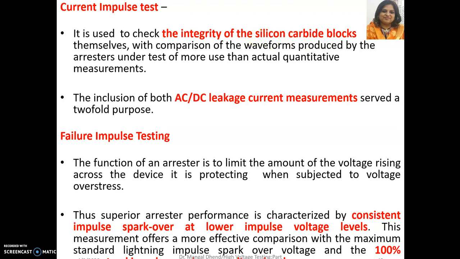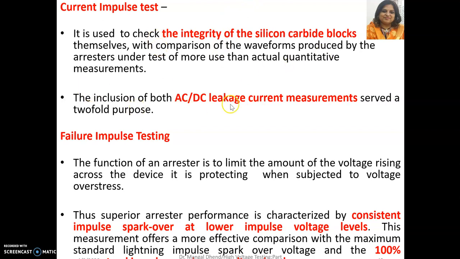So when the arrestor block is taken, you are conducting the current impulse test, and the waveforms produced by the arrestors with different impulse currents are compared and checked, and performance will be tested. This test is conducted under more than usual quantitative measurements, meaning when its rating is there, you have to apply some higher ratings, higher than the actual quantitative measurements.